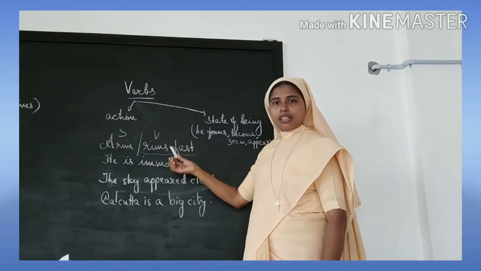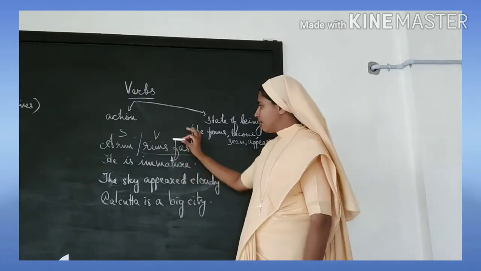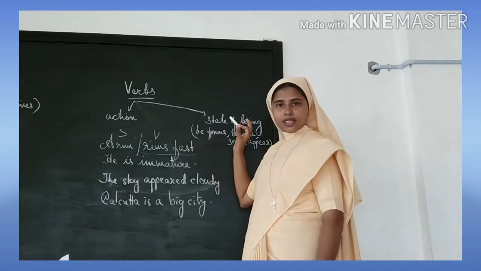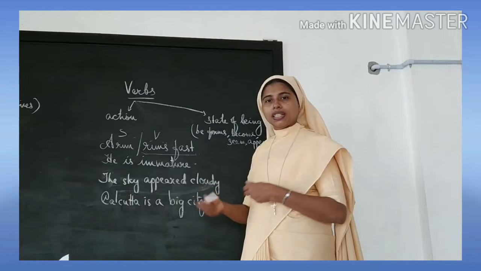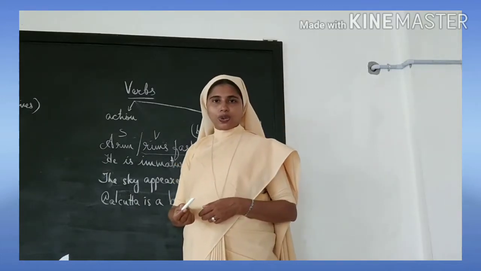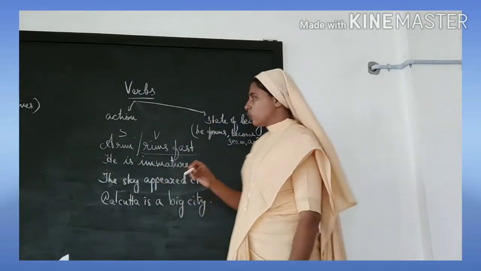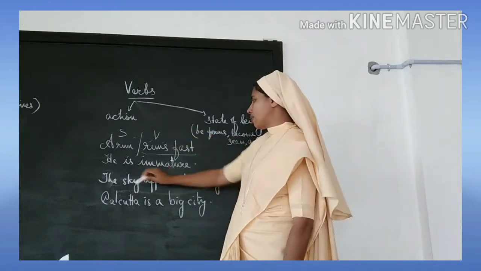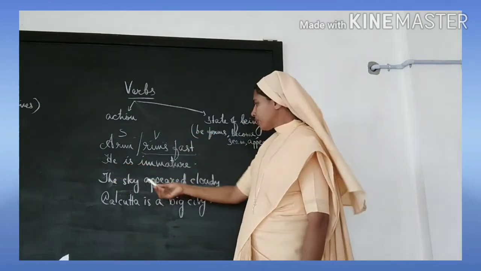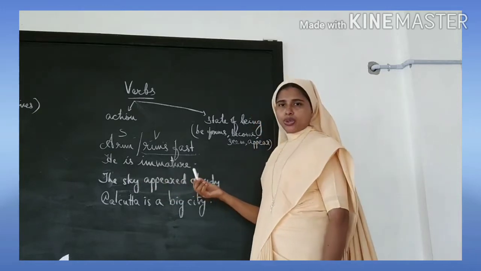So tell me, do you know whether it is an action word or a state of being? What do you understand by run? That means Arun does the action. So that is an action word. So that is called an action verb. Okay, Arun runs fast. Next sentence is: he is immature.